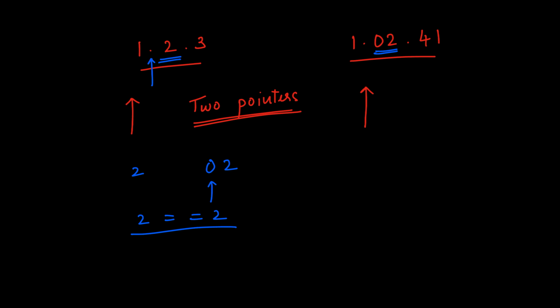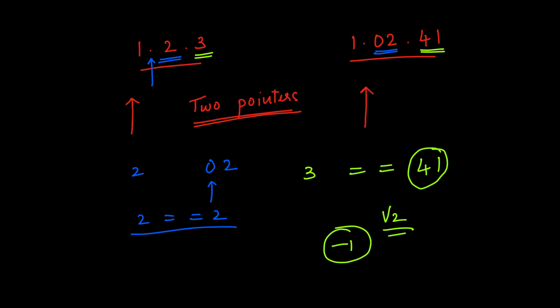The next segment is the last segment where we have 3 on the left hand side and 41 on the right hand side. As 41 is greater than 3, which means version 2 is greater than version 1, which implies that our output should be -1. This is one of the simplest and most efficient solutions to solve this problem.